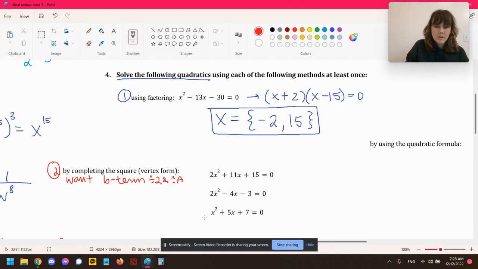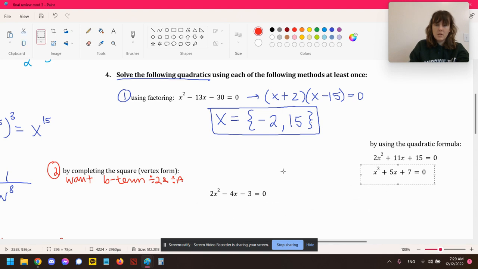So for instance, this one is not my ideal completing the square one. It works, but it's not my ideal because if you do 5 divided by 2, you get 2.5, and I don't really love that. Also not my ideal one up here because if you do 11 divided by 2 and then divided by 2 again, because the a term is also 2, I definitely get a fraction or a decimal, and I'm not super enthused about that. So we're going to let this be a quadratic formula one.